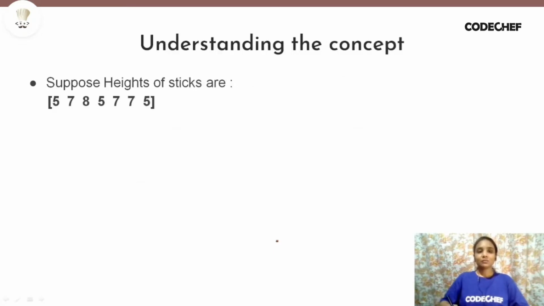So now let us see one more example and it will be clearer. Like here we have sticks of unique height as 5, 7 and 8. Again we have 3 unique height sticks in this example. So the total number of minimum operations will again be 3 in this case.